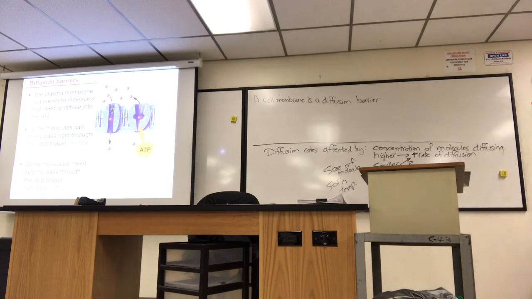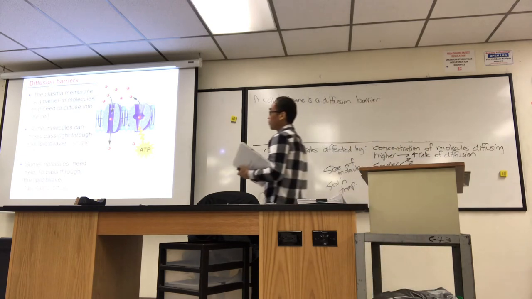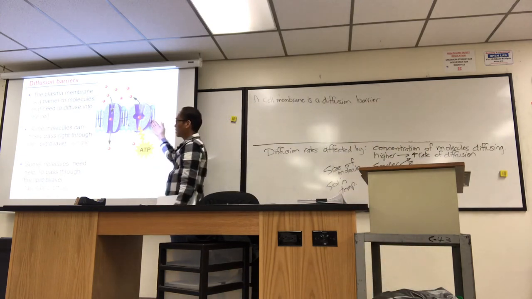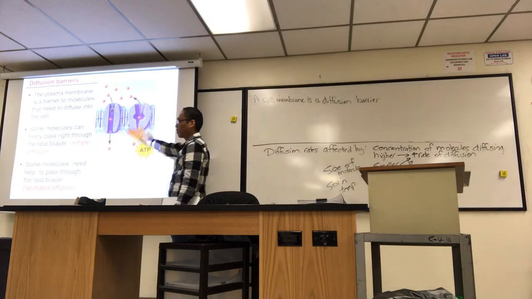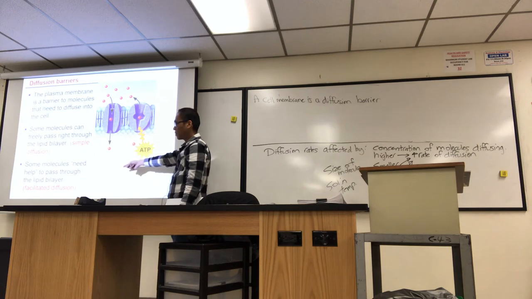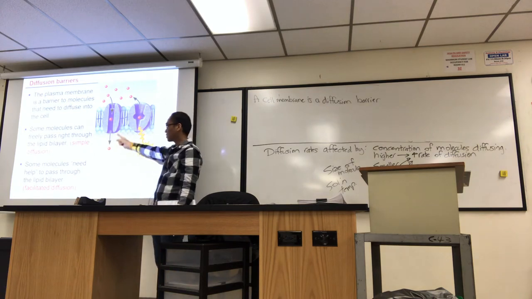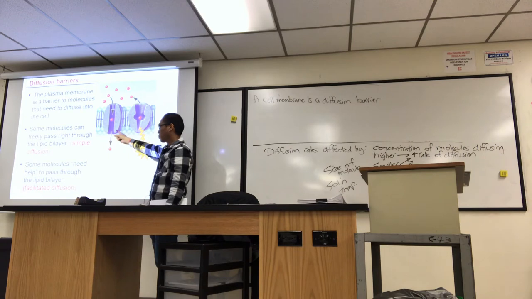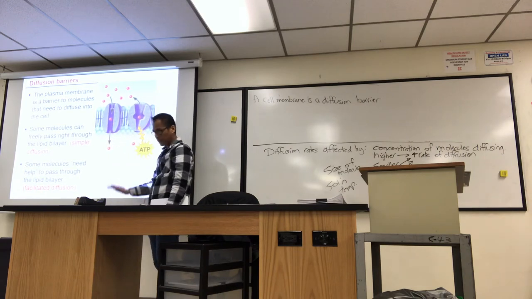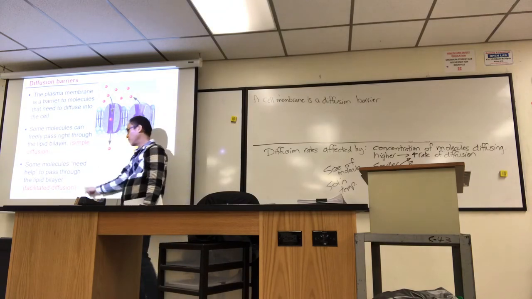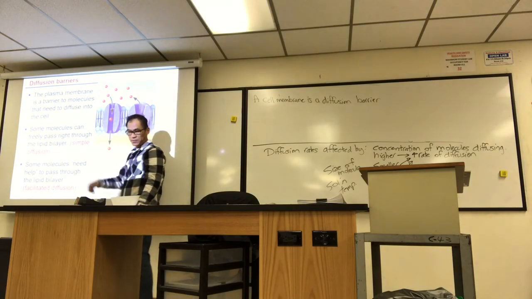The cell membrane is a diffusion barrier. So what you see there is the plasma membrane is a barrier to molecules that need to diffuse into the cell. Some molecules can pass freely right through the lipid bilayer. They would call that simple diffusion. But some molecules, they quote unquote need help. Like for example, this red molecule, it needs some protein carrier to get it through. So its diffusion must be facilitated, and that's called facilitated diffusion as opposed to simple diffusion.